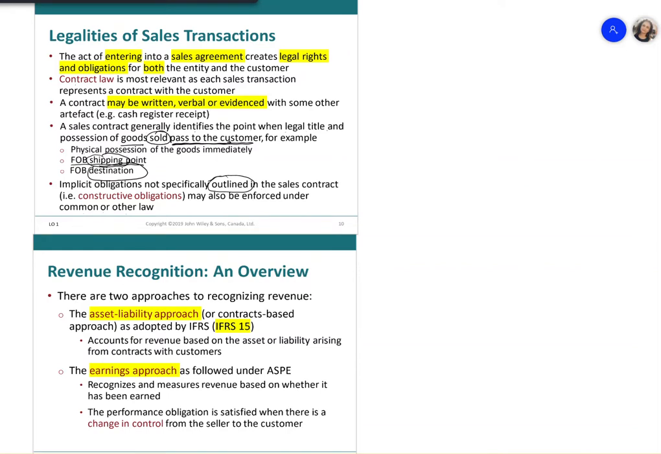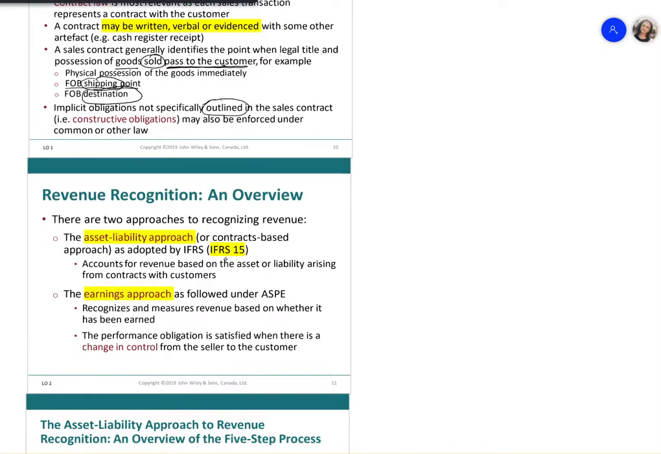Now, when we're recognizing revenue, there are two approaches. The first one is IFRS 15. That's the one we're going to be using in this chapter. Most of the revenue we're going to recognize will be under IFRS 15, which is called the asset-liability approach.